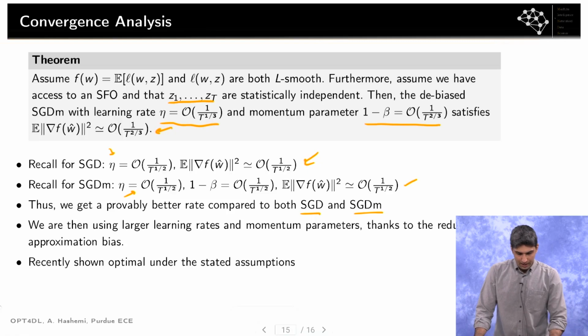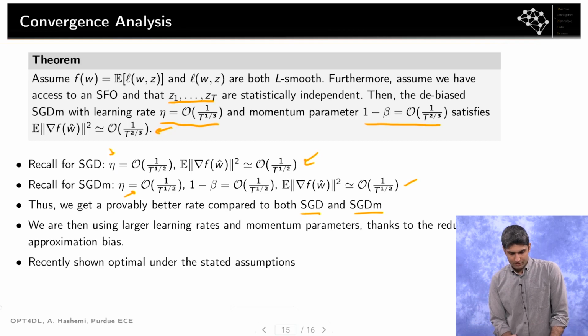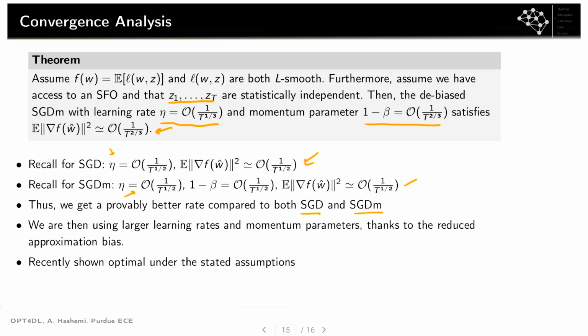Okay, and this is because, if you see the statement of the theorem and compare it with this summary result for SGD and SGD with momentum, you can see that we are actually using larger learning rates, right? We are allowed to use a larger learning rate and also a larger momentum parameter, which means faster convergence.